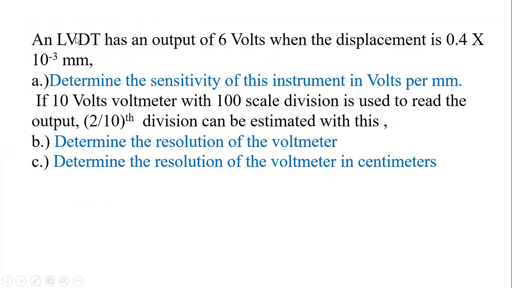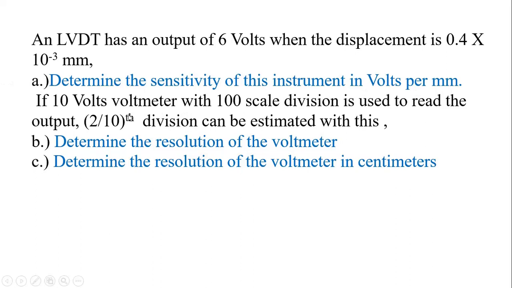I will zoom it. The numerical is: an LVDT has an output of 6 volts when the displacement is 0.4 into 10 to the minus 3 mm. Then we have to find out the sensitivity of the instrument in volts per mm.